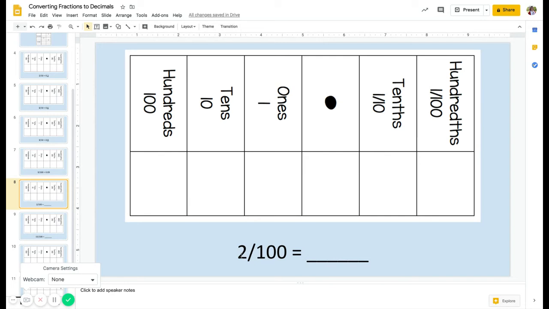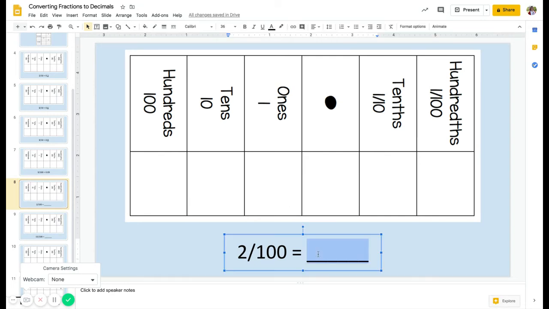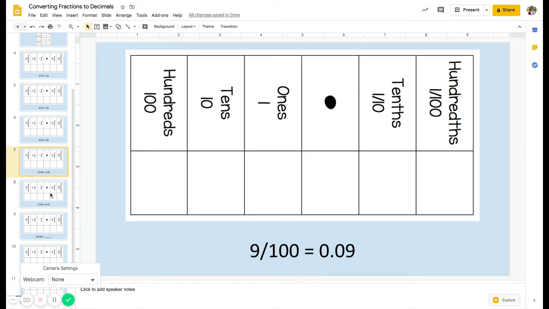Now, if I were to write 2 hundredths, I still have 0 wholes. And do I have any tenths? No, I do not. So I'll put a 0 there, a placeholder. And do I have any hundredths? Yes, I have 2 hundredths. So this is a lot smaller than 9 hundredths. 2 hundredths is smaller than 9 hundredths.